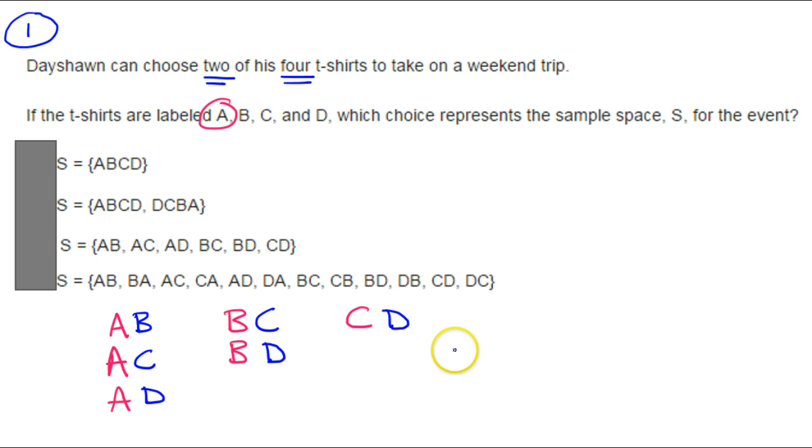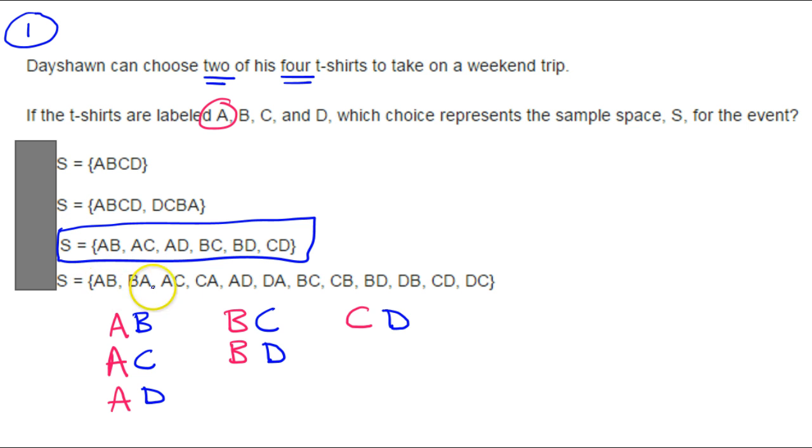Now what about shirt D? Well, we already have listed all of the 3 possibilities for shirt D as well. Shirt D with shirt C, shirt D with shirt B, and shirt D with shirt A. So these are all the possible ways of picking 2 of his 4 shirts. And you can see this list matches this sample space right here. So this is going to be the answer.